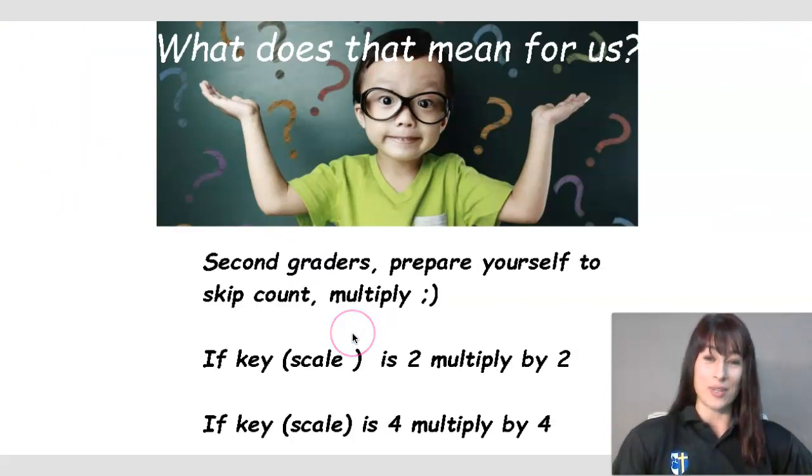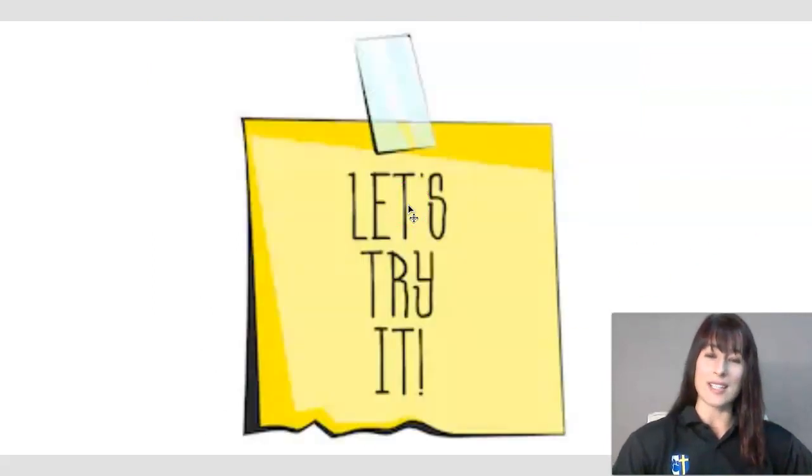Well, guess what, second graders? Prepare yourself to skip count and multiply, because if the key, or we also call it a scale, is 2, that means you have to multiply by 2. Or if the key scale is 4, well, you have to multiply by 4. Okay, and this is what it means to you. That means multiply or skip count, whatever works for you, but that's what you're going to have to do depending on what it says. If it says 2, you multiply by 2. If it says 4, you multiply the symbols by 4. Excellent. So now let's try it and see how this works.